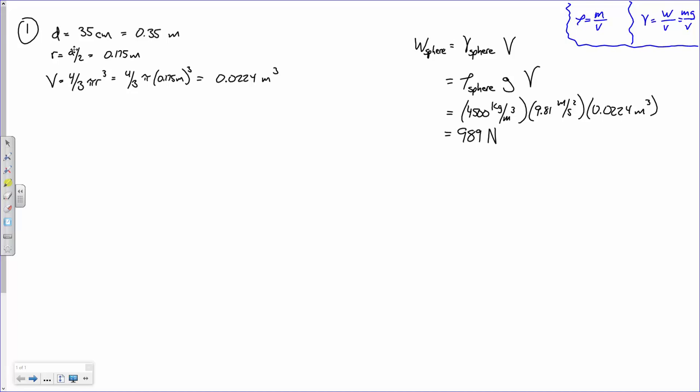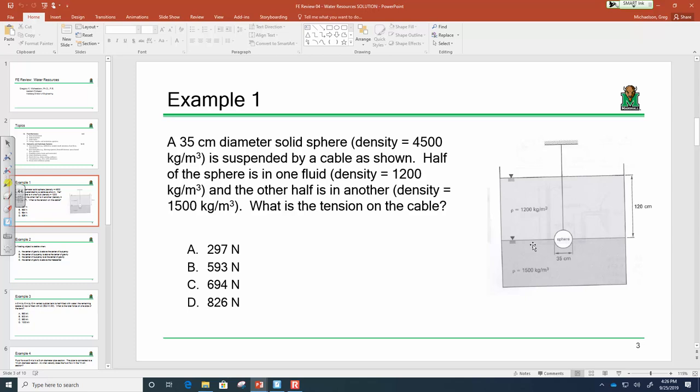No. How do I determine the answer? I'm asking you. So we need to subtract the buoyant weight off of that, the buoyant force. And what is the buoyant force? Somebody help me out. There we go. So let's go back to the problem image. So what is the ball displacing? It's displacing this volume, right? Half that is this fluid, half that is this fluid. So half the volume times the unit weight of this fluid plus half the volume times the unit weight of this fluid. Does that make sense?